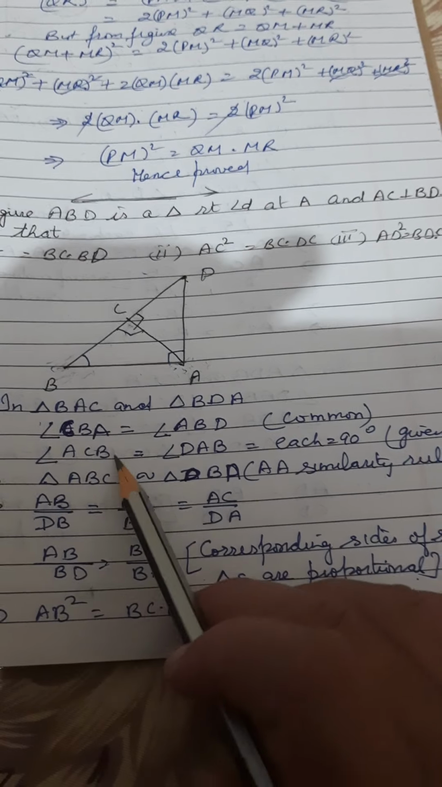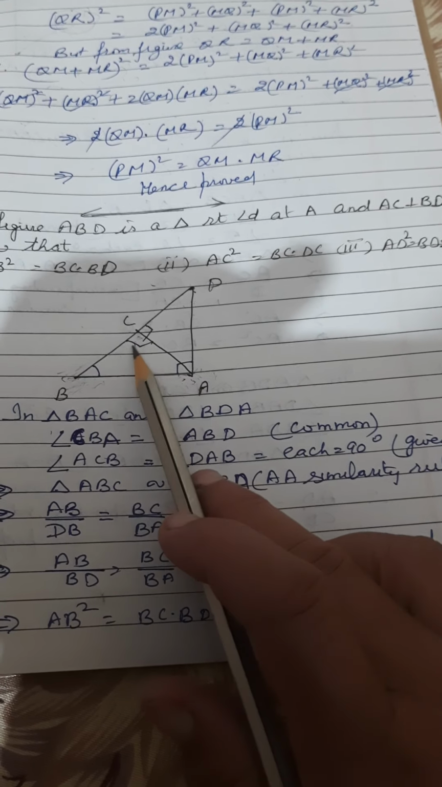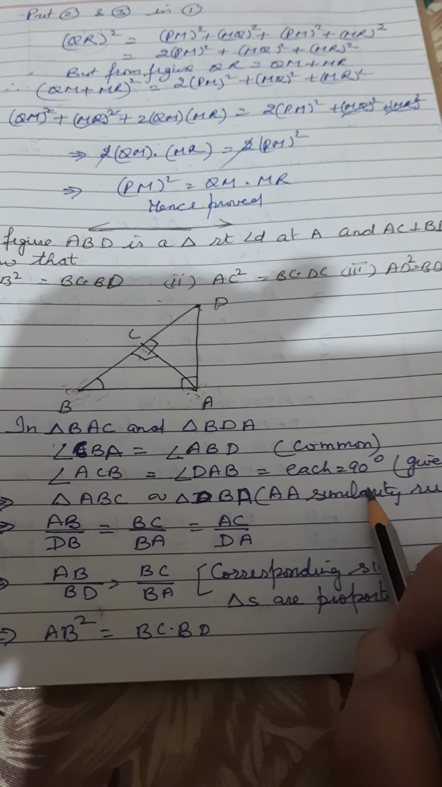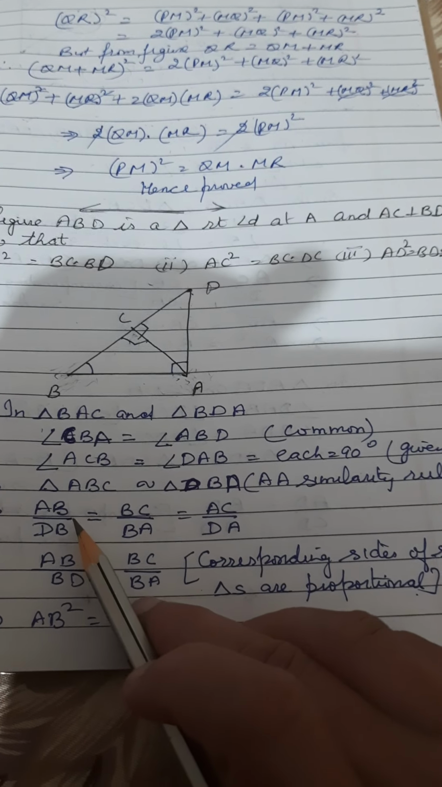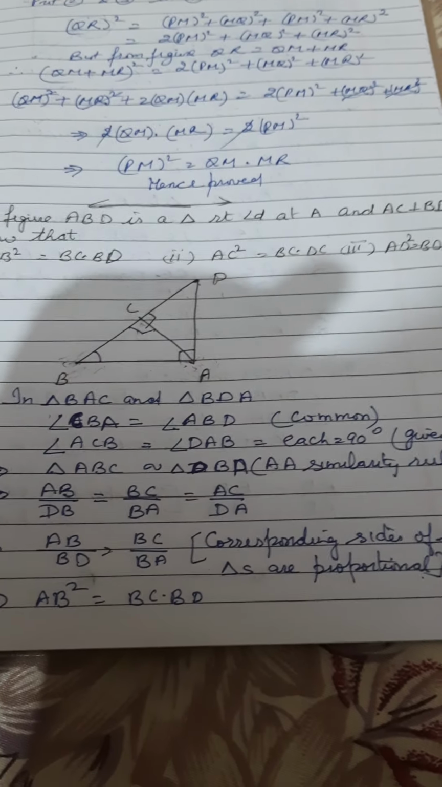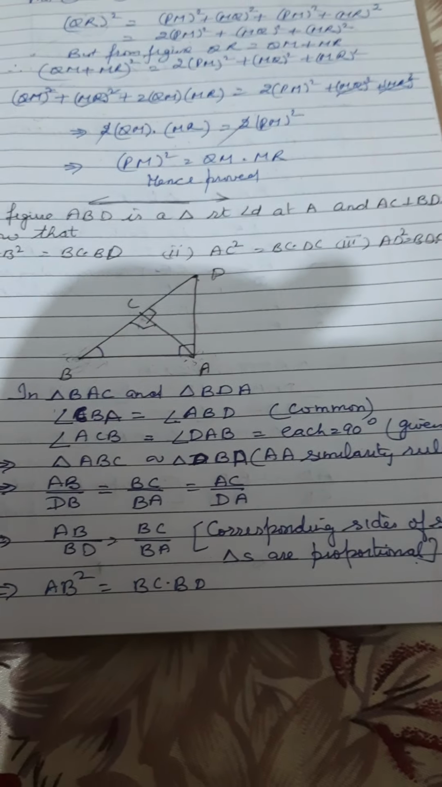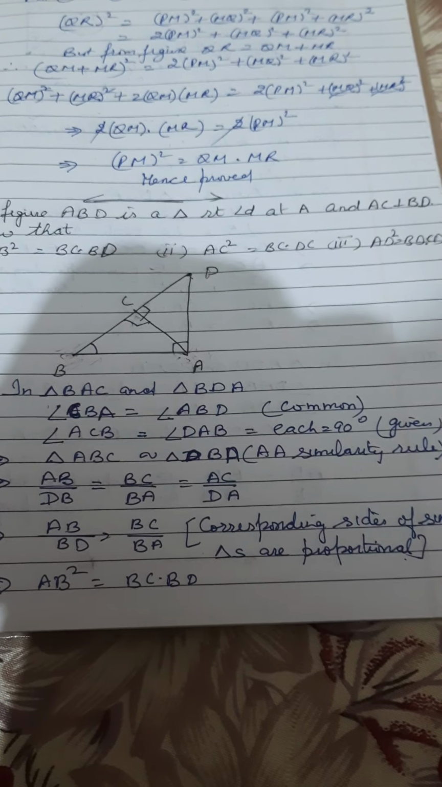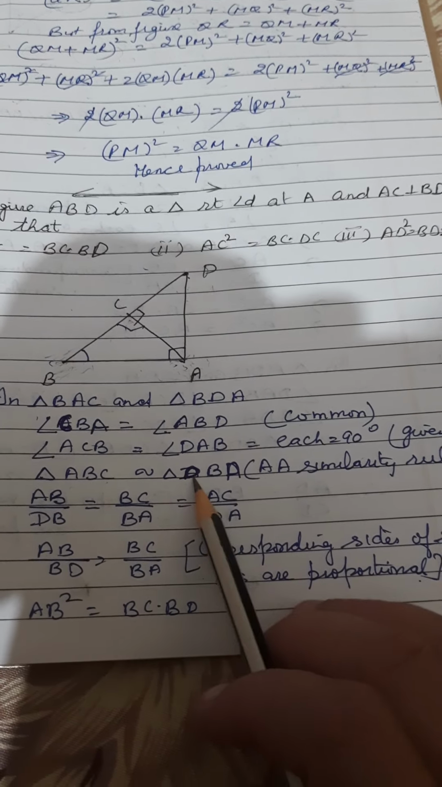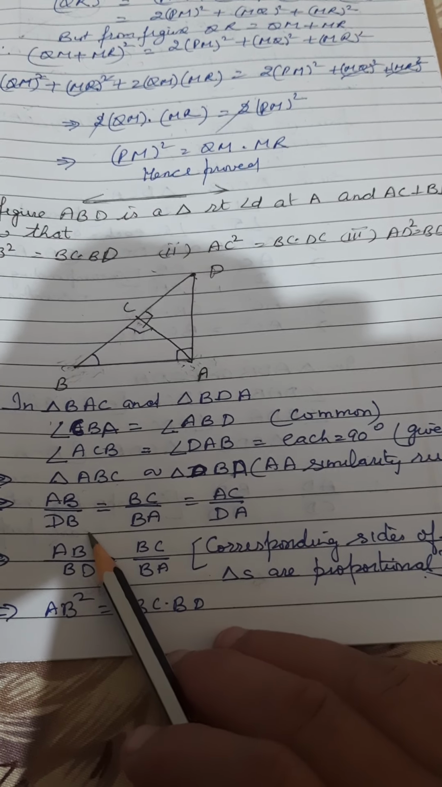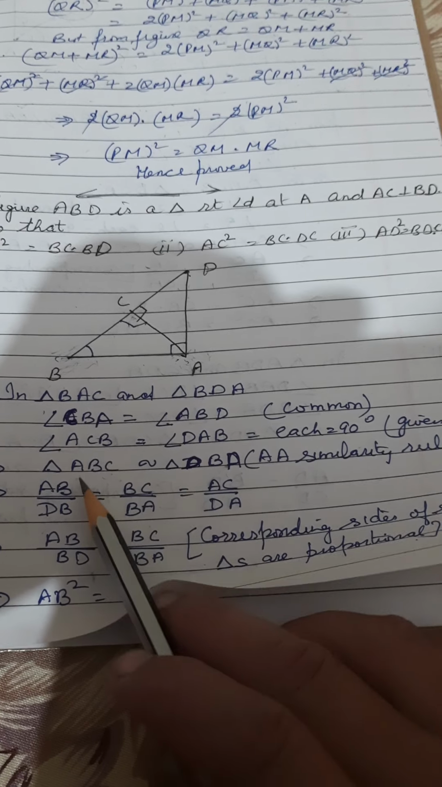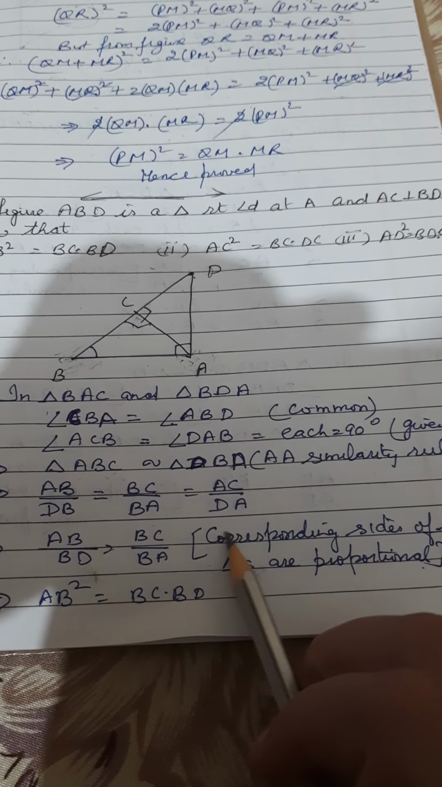Then angle ACB is equal to angle DAB, each equal to 90 degrees. It was given. It means that this triangle and this triangle are similar triangles by the angle similarity rule. If these triangles are similar, it means that AB by DB is equal to BC by BA is equal to AC by DA.